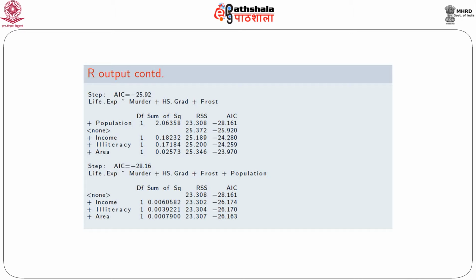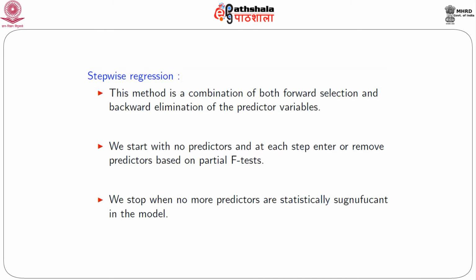The third method of selecting variables for a model is the stepwise regression method. This method is a combination of both forward selection and backward elimination of the predictor variables. We start with no predictors, just like we did in the case of forward selection, and at each step we enter or remove predictors based on the partial F-tests. We stop when no more predictors are statistically significant in the model.